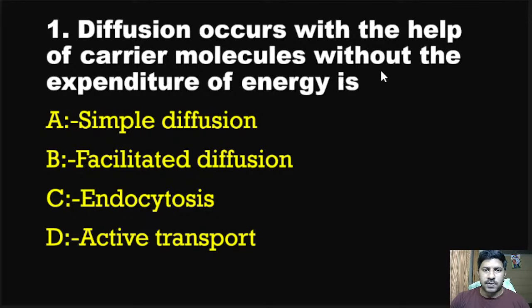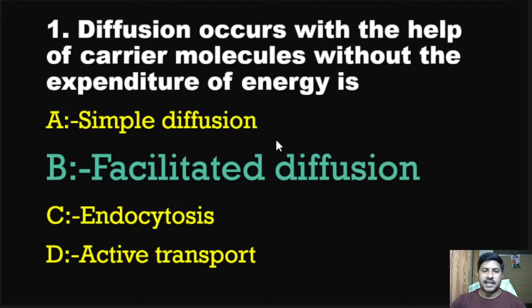Diffusion occurs with the help of carrier molecules without the expenditure of energy is: simple diffusion, facilitated diffusion, endocytosis, active transport. Here the important term is "with the help of carrier molecules." Correct answer: facilitated diffusion. If it occurs normally, it is known as simple diffusion. If it occurs with the help of carrier molecules, it is known as facilitated diffusion.